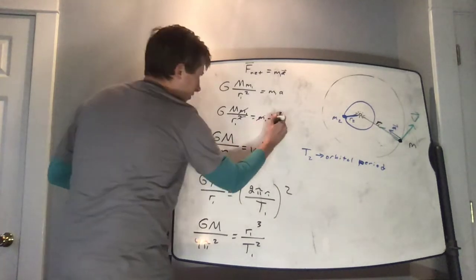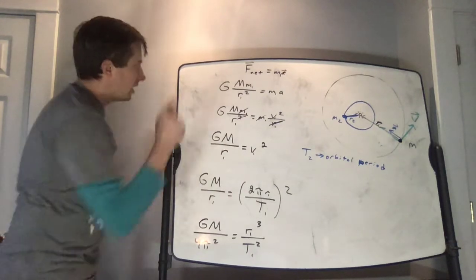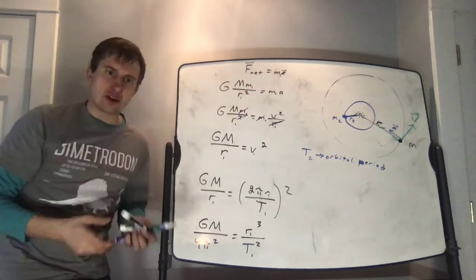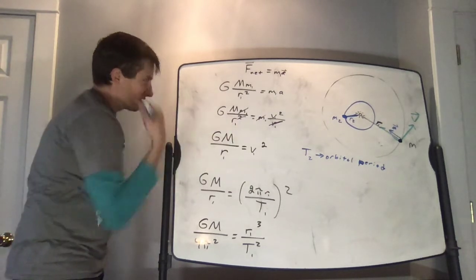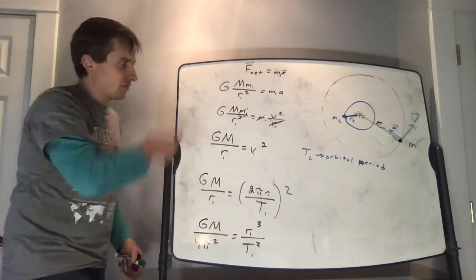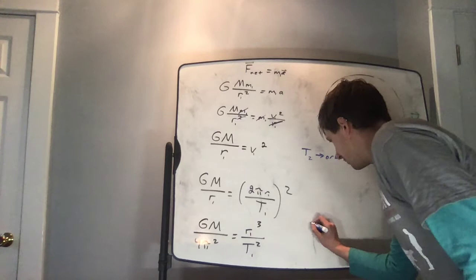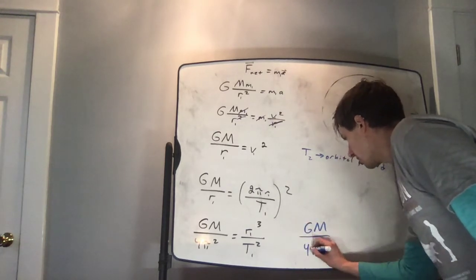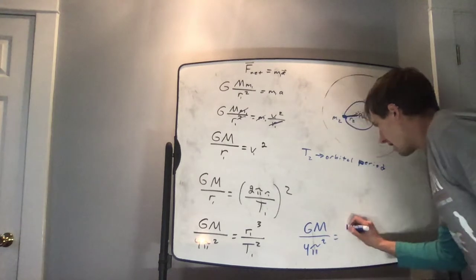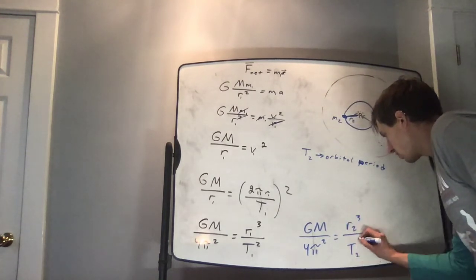The speed of planet 1, well, now I could talk about the speed of planet 2. The mass of planet 1, well, now I could talk about the mass of planet 2. Average distance from the star to planet 1, average distance from the star to planet 2. And I would end up with a result of big G times big M over 4 pi squared equals R2 cubed over T2 squared.